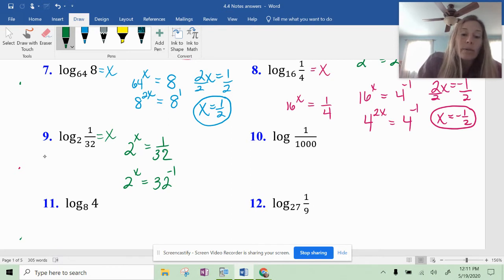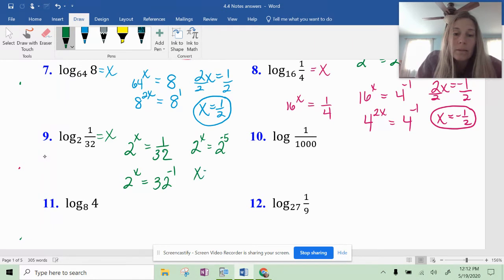So now I want to rewrite one or both of those so they have the same base. Well, I can't make 2 any smaller, but 32 could really be written as 2 to the 5th power. And since I have a negative 1 there, it's going to become 2 to the negative 5. Now I no longer need my bases. Since they're the same, I can just get rid of them. So x equals negative 5.